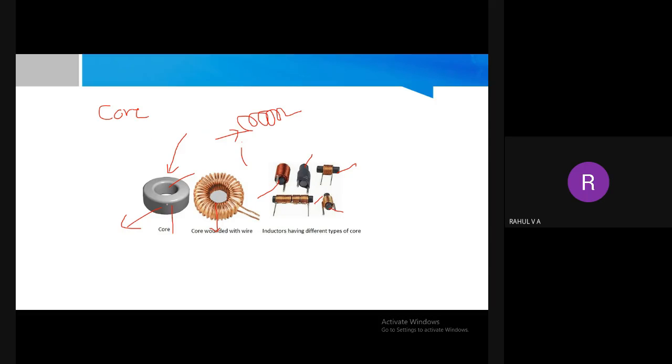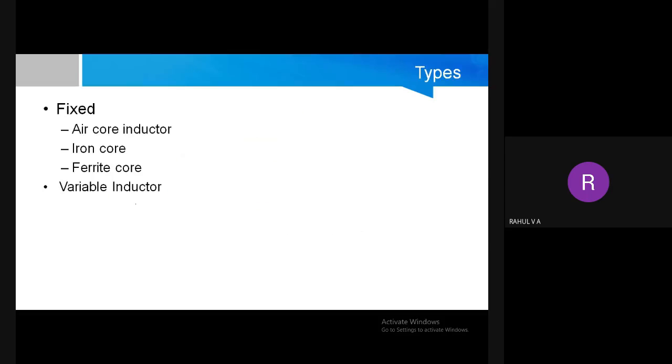And if you want to improve the efficiency of the inductor, or if you want to improve the inductance value of the inductor, you can use a core. It will improve the flux passage within the coil. When a core is used, the flux passage inside the coil improves. That is how a core is used. So there are two types of core, iron core and ferrite core. If it is made up of laminated iron, it is called iron core. If it is of ferrite material, it is called ferrite core.